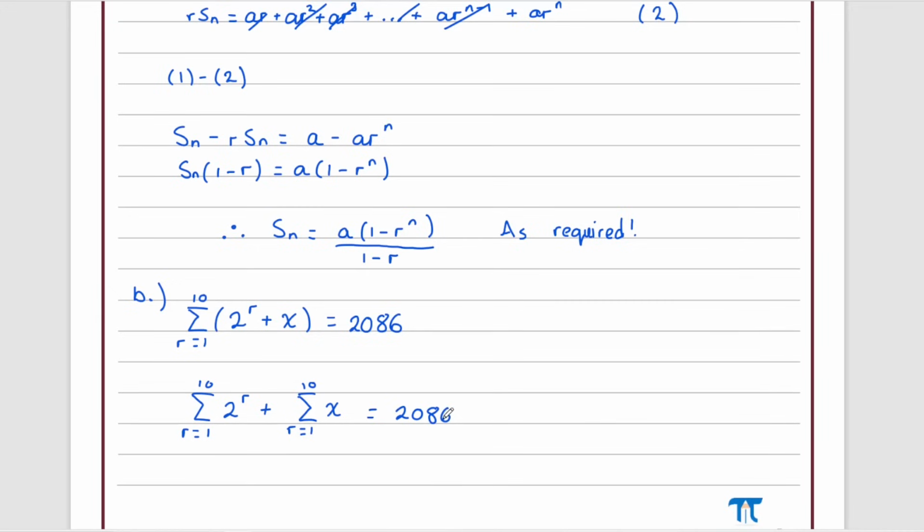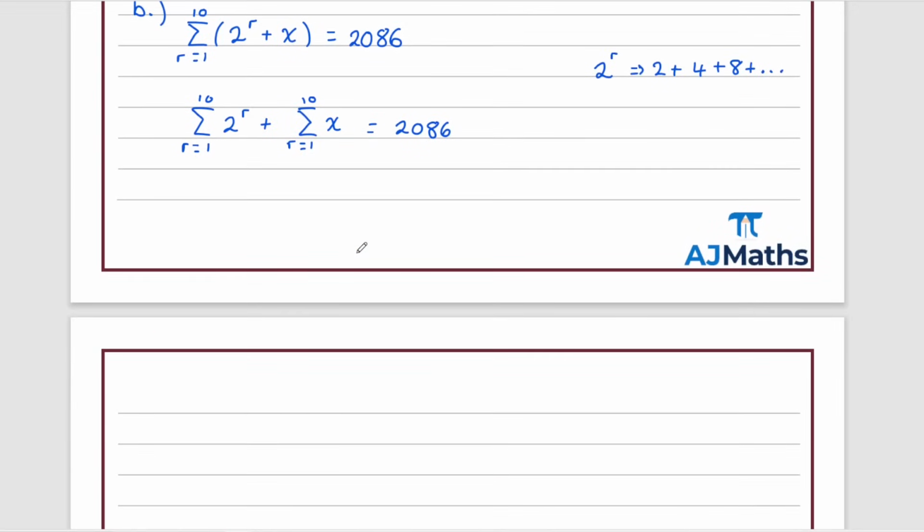This is equal to 2086. Like we already noted, this here forms a geometric series, so the sum from r equals 1 to 10 uses the result we've just proved. Let's make a note of that here. 2 to the power of r forms a geometric series: 2 plus 4 plus 8, and so on and so on. In that case, we can easily evaluate the sum of the first 10 terms using this result. Let's do that underneath here.